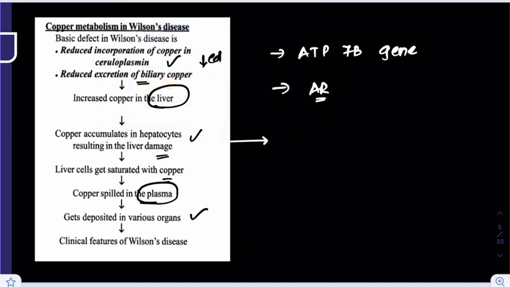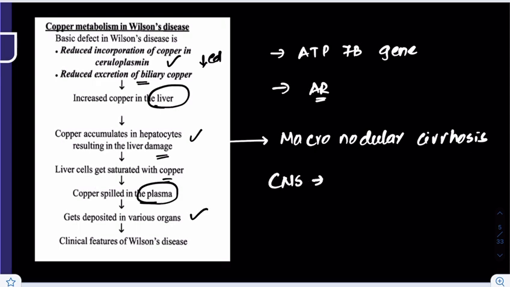Now, because of the accumulation of copper in the liver, the individual will develop macronodular cirrhosis. So the very important organ which is affected in patients with Wilson's disease is the liver, that is macronodular cirrhosis, right? Now, what are the other organs? There is CNS involvement. That CNS involvement will be in the form of involuntary movements, that is chorea, right? So these patients develop extrapyramidal symptoms, and psychiatric manifestations will be there, in the form of a history of behavioral abnormalities.